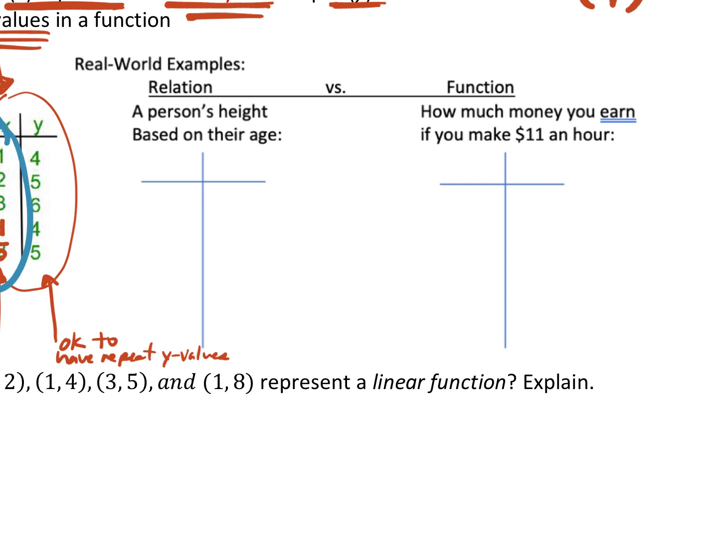So here's a real world example that you can tie into this. It says a person's height based on their age. So if this is age and this is height.